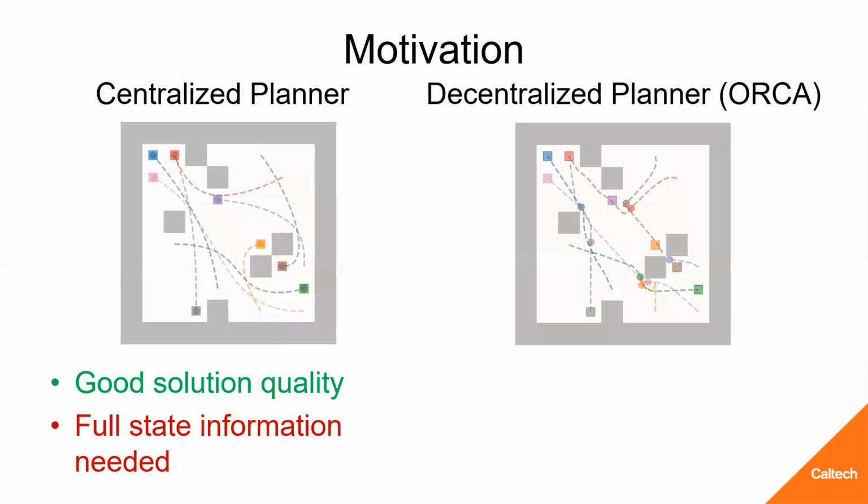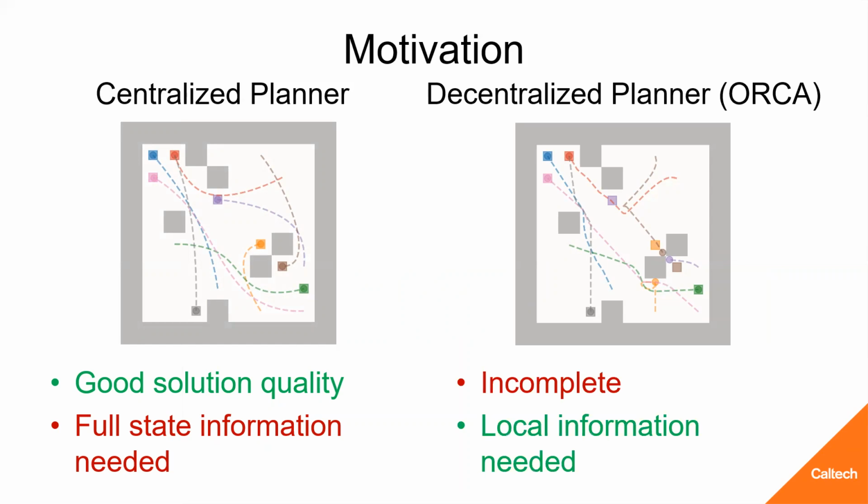The other typical solution is decentralized or reactive approaches. One of the most famous ones might be ORCA, which is optimal reciprocal collision avoidance. That's very fast. It only needs local information, which is great, but it's incomplete. In this example, you can also see that some of the robots didn't reach their goal because they got stuck in local minima in the obstacles, since they do not have enough information of the environment.